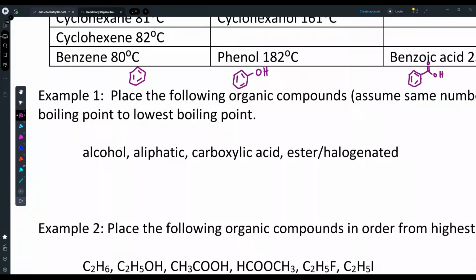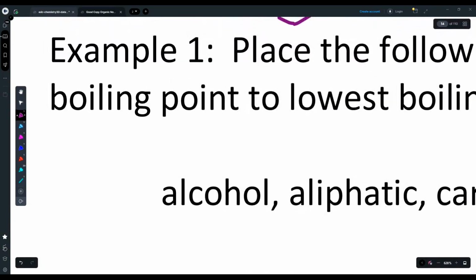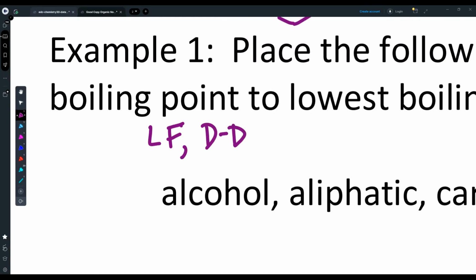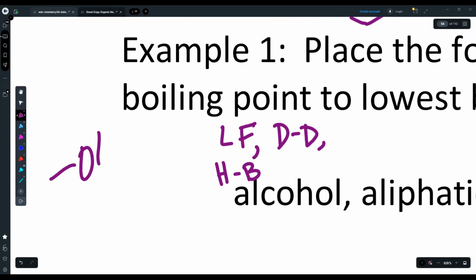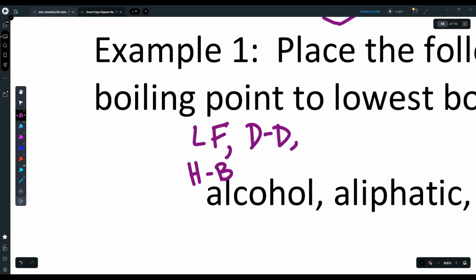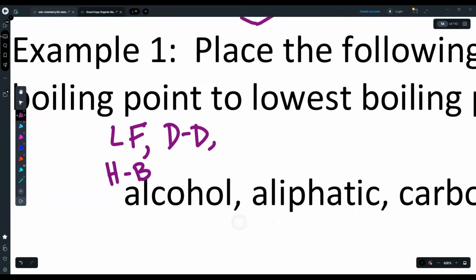Okay, so the first thing that we want to do is figure out what intermolecular forces are happening here. So with alcohols, you have London dispersion forces, or London forces, because everything has a London force. You're going to have dipole-dipole attractions because alcohols are polar compounds. And then this can do hydrogen bonding because of that OH group, the alcohol group, where hydrogen is directly attached to oxygen, which contributes to hydrogen bonding.